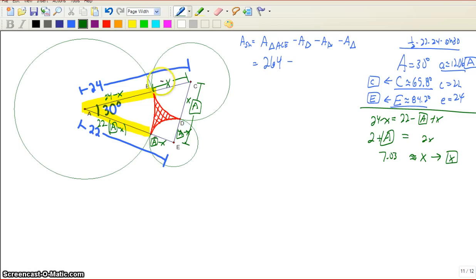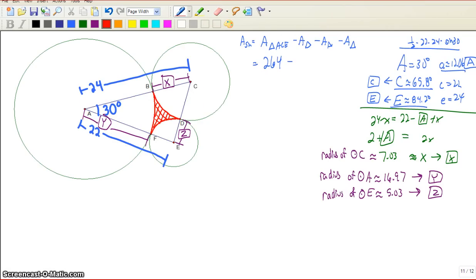Now, using that value, we can plug that in for this 24 minus x to get the radius of circle A. We can plug it in down here for alpha a minus x to get the radius of circle E. So after we know the radius of circle C, we can plug that x value in for the expressions we had before. The radius of circle A is about 16.97, that's stored as y. The radius of circle E is about 5.03, that's stored for alpha z. So I have those labeled on the drawing now as well.